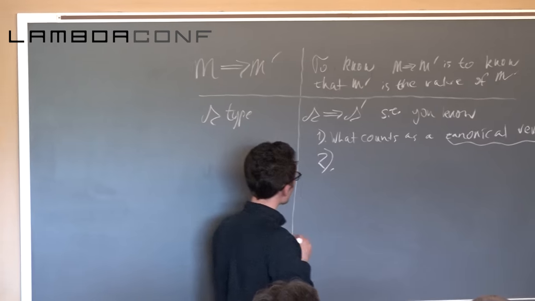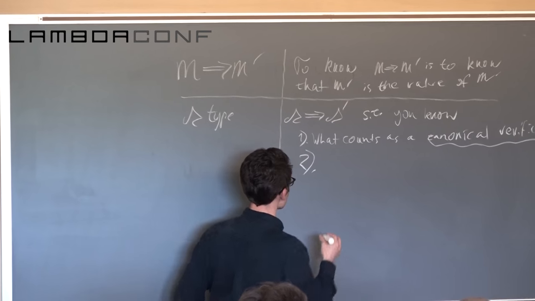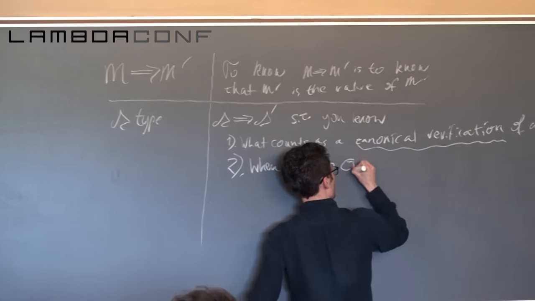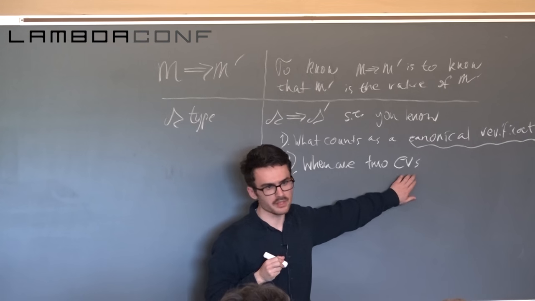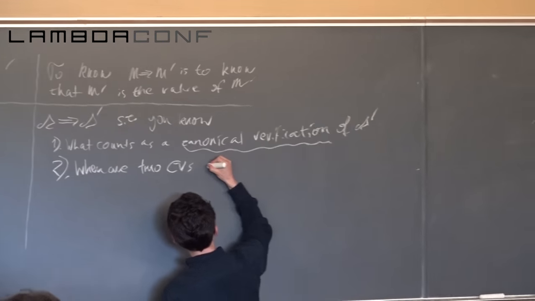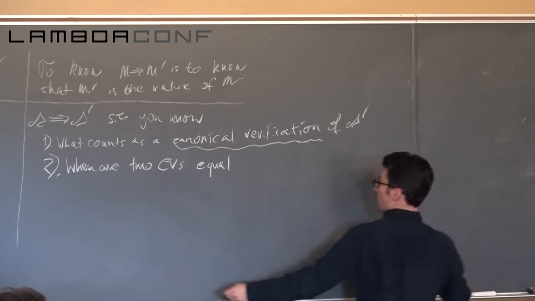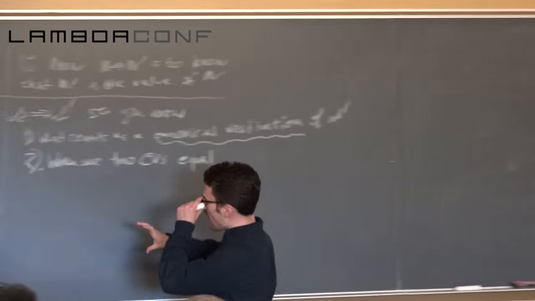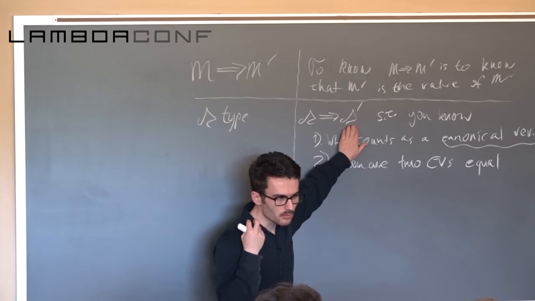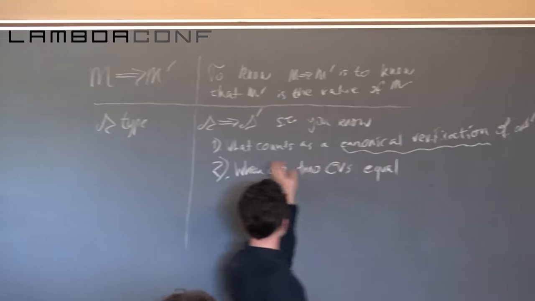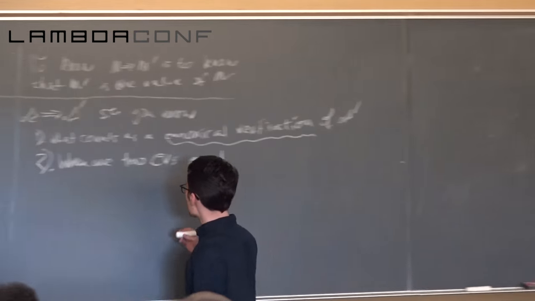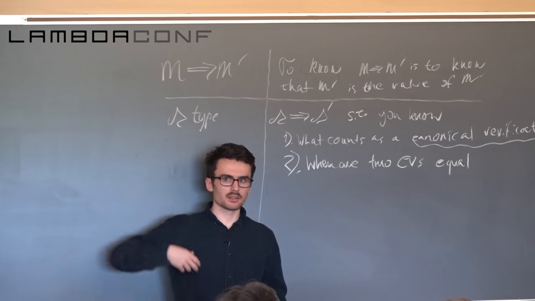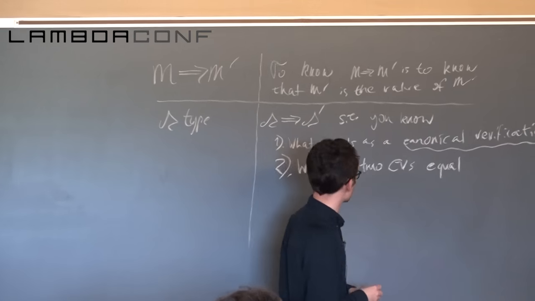The second thing that you have to know in order to consider something a type is when are two canonical verifications, I'm going to abbreviate this as CV because I'm going to write that all the time, when are two canonical verifications equal? Okay, so that is what it means to know that A is a type. So to recap, A evaluates to some canonical form A prime, such that you know what counts as a canonical verification of A prime, and when two canonical verifications of A prime are equal. You can think of a type being like a set that has an equivalence relation. That's another way you can think of it.